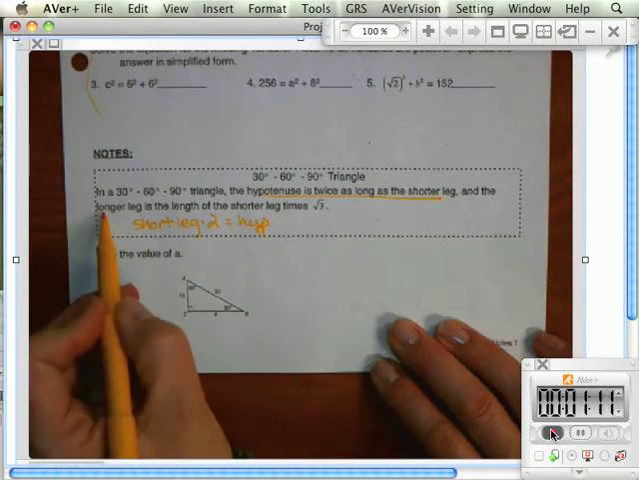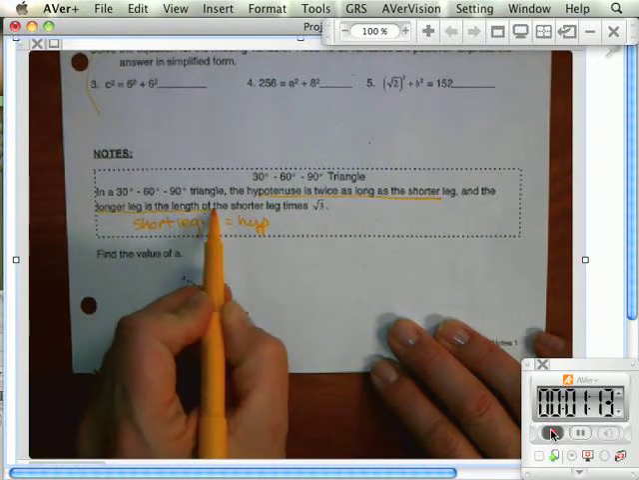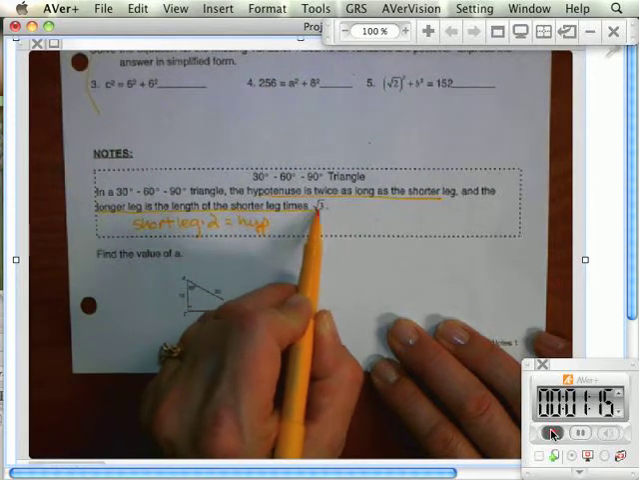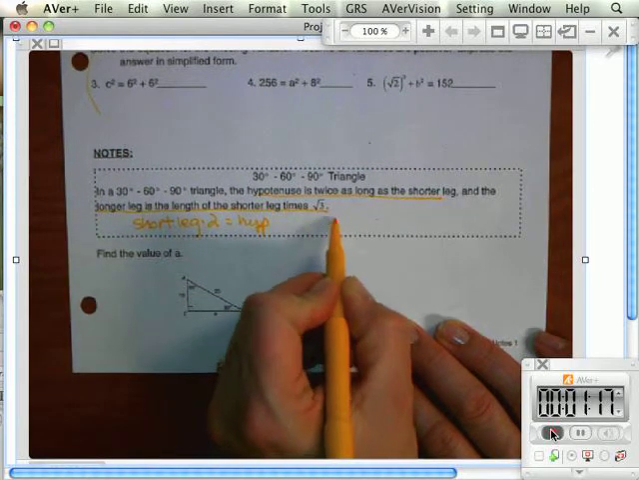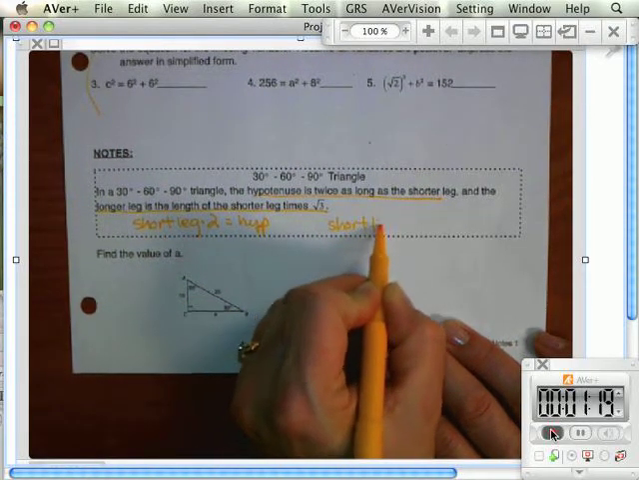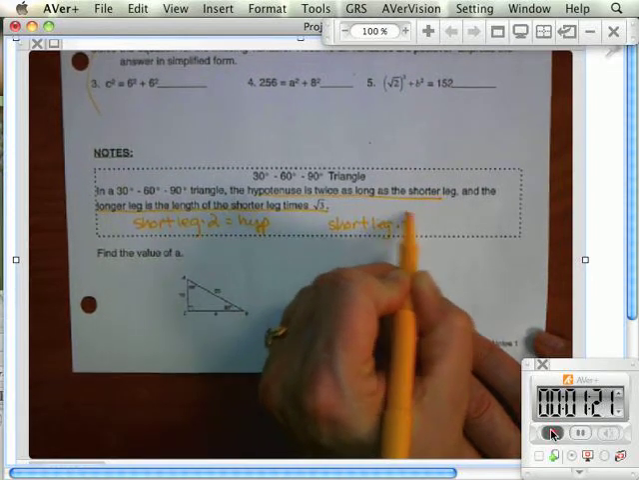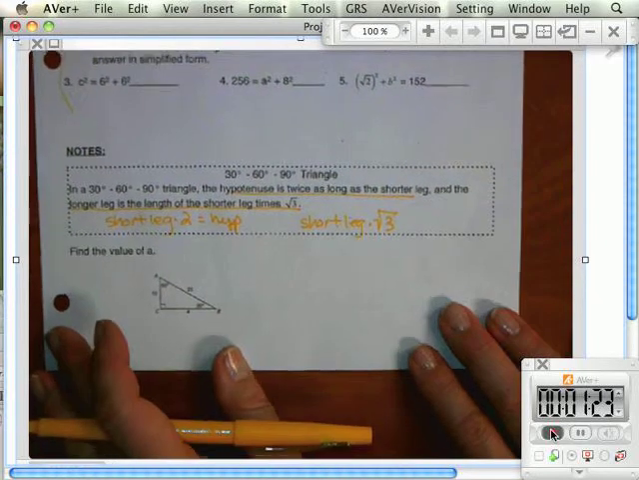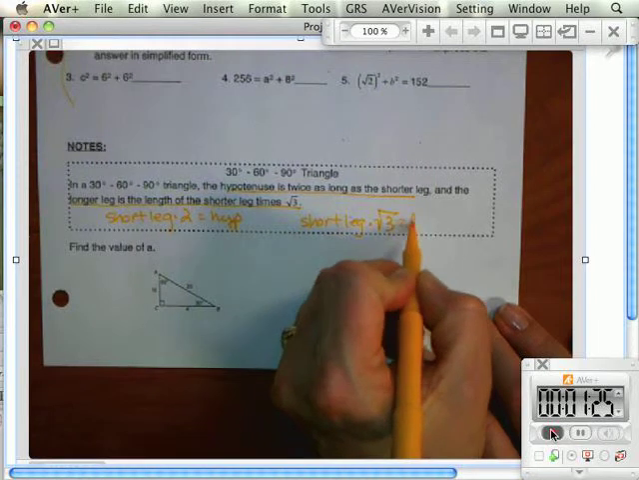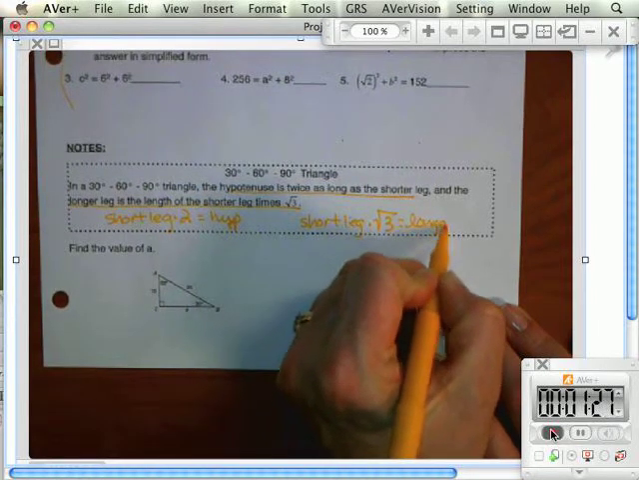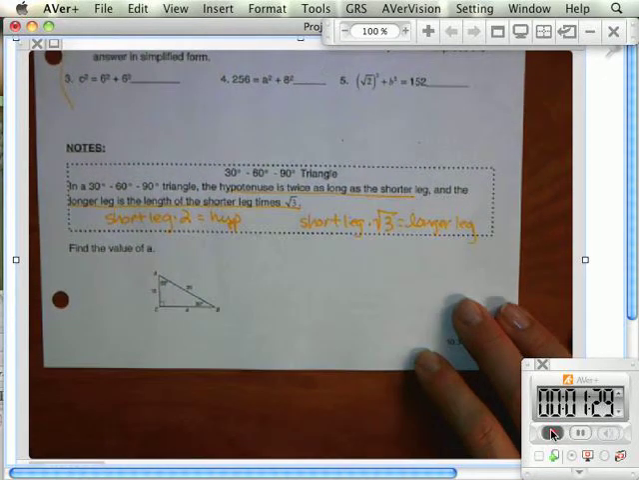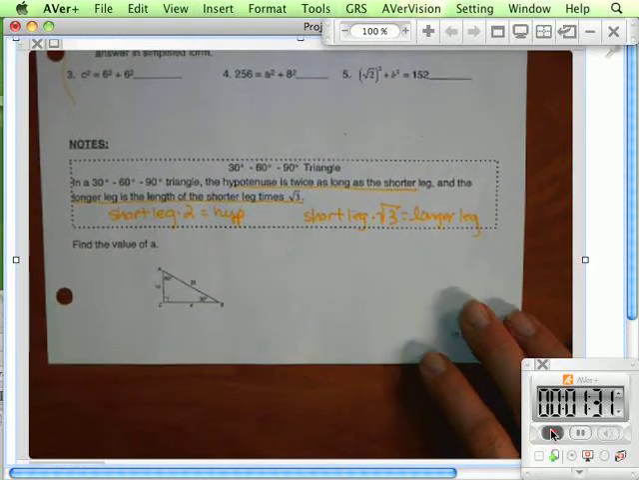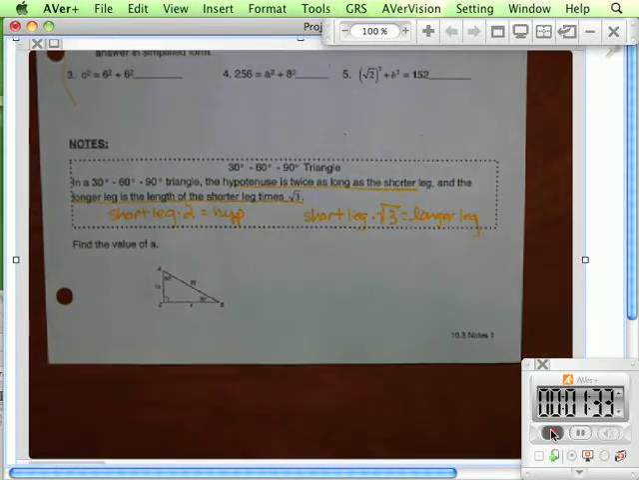The other one says the longer leg is the length of the shorter leg times the square root of 3. So I could say it's the short leg times the square root of 3 equals the longer leg. Okay? Those are really the two things we're going to work with today. That's it. So let's do this first one here.